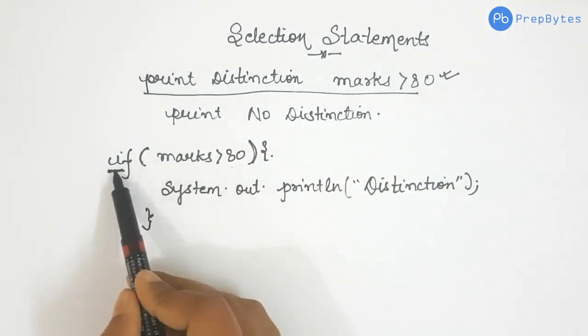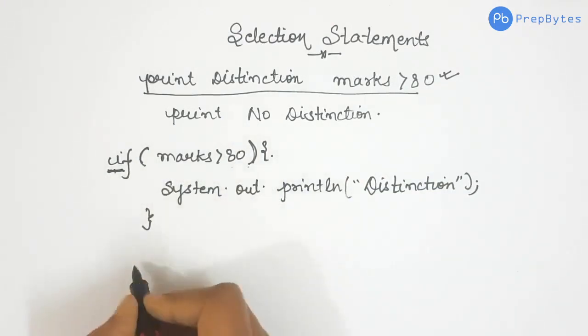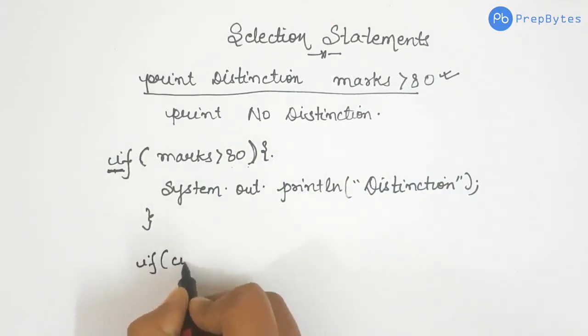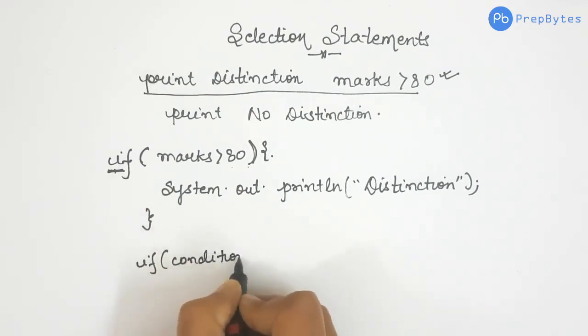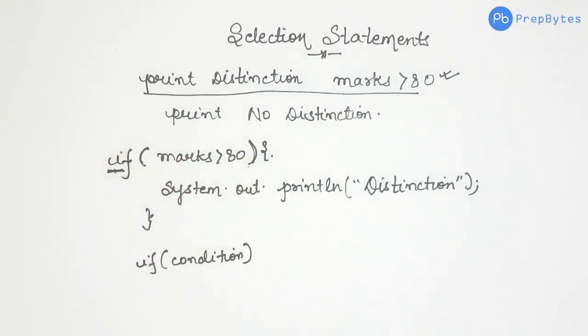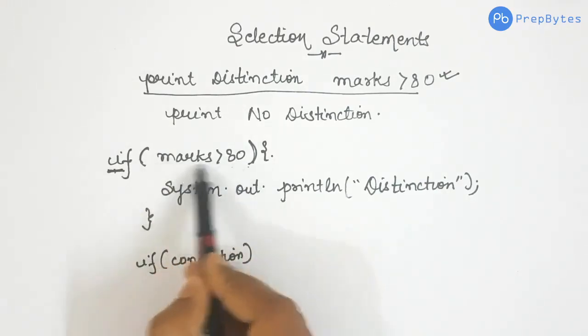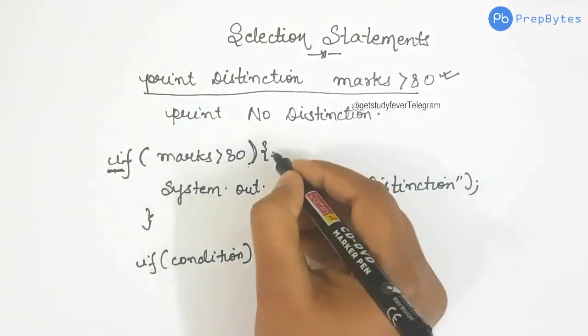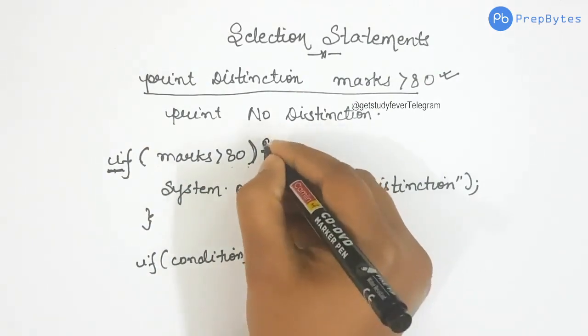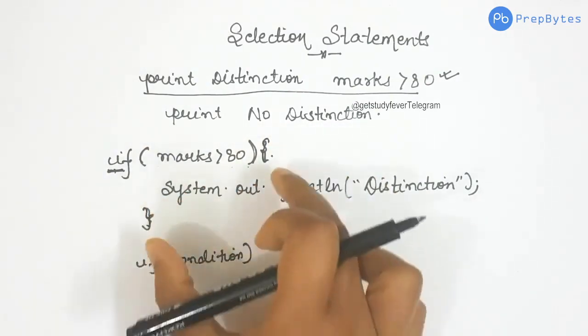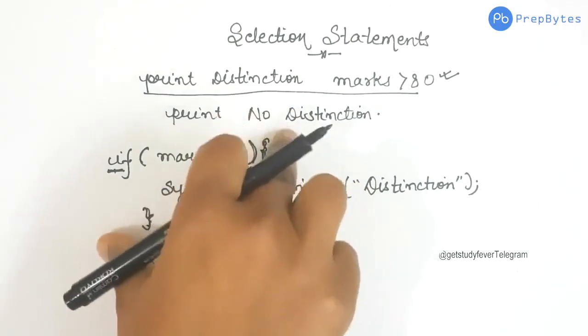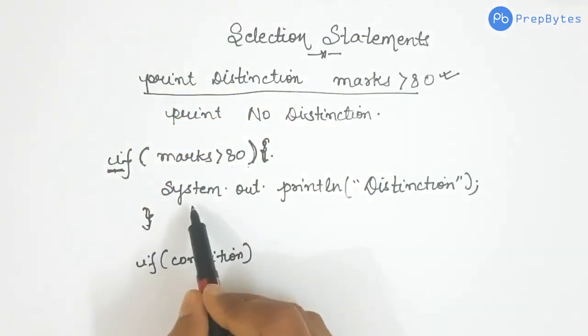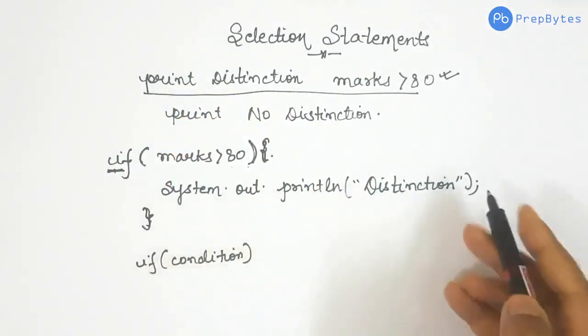So we have the if keyword, and we write the condition. The condition could be anything: marks is greater than 80, less than 80, depending upon the problem statement, the condition changes. And if the condition is true, only if marks is greater than 80, then the execution goes inside this block, and whatever is there inside this block gets executed. Here we have just one statement, system.out.println distinction.